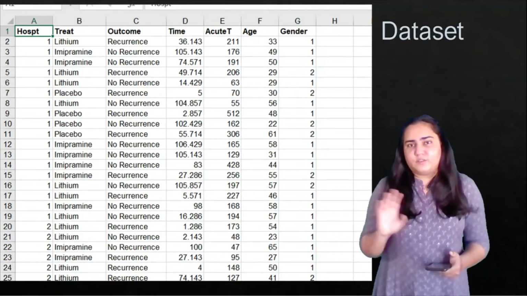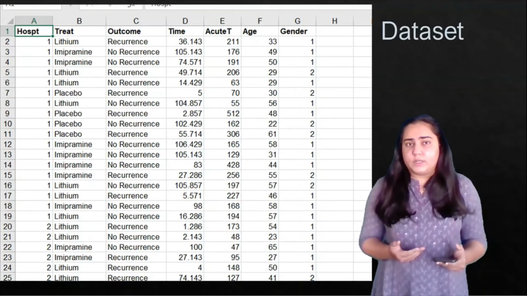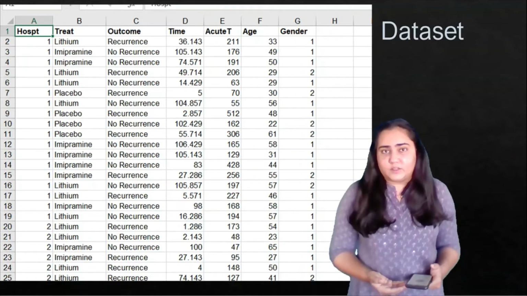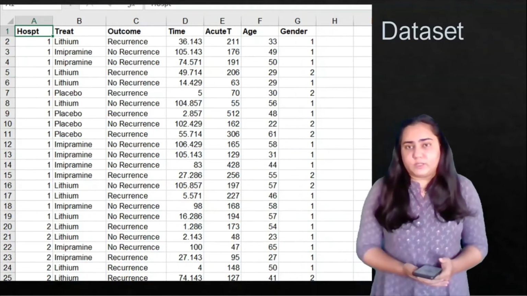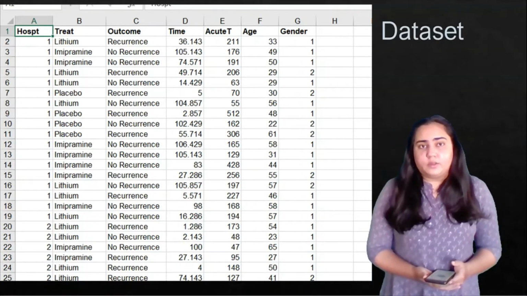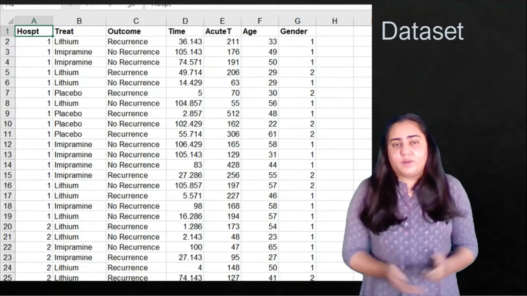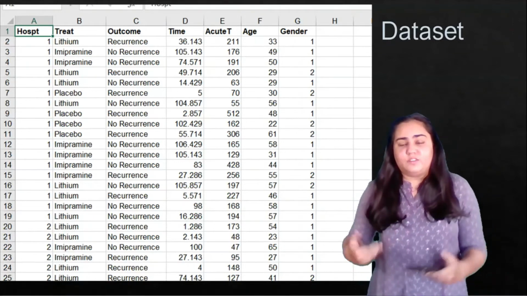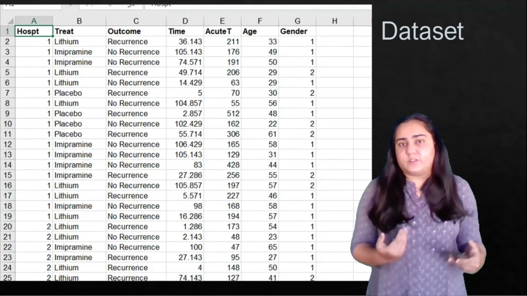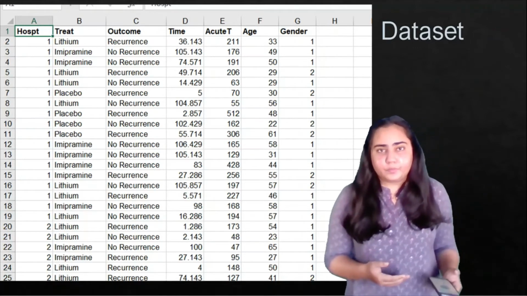And you can see there are several columns in that. Each row depicts an individual. And the columns show the properties of these individuals, as I had explained before. So the first column we have is hospital. And there are numbers given, 1, 2, 3, 4, and so on. So this shows which hospital it is. So 1 means the person went to hospital 1.